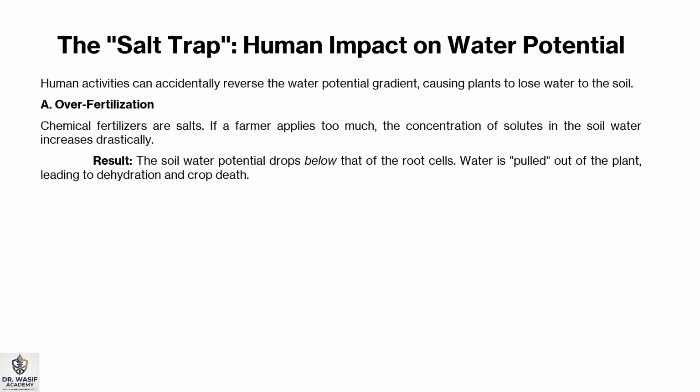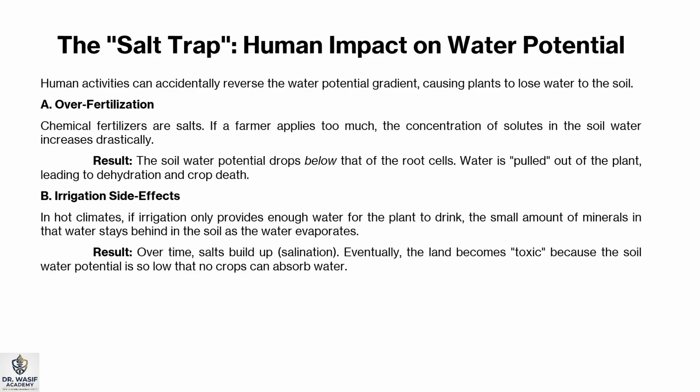First of all, let's look at over-fertilization. Many farmers think more is better. But chemical fertilizers are essentially salts. If you apply too much of this fertilizer, the concentration of solutes in the soil water shoots up. So what will be the result? The soil's water potential drops below that of the root cells. Instead of water flowing into the plant, it is pulled out of the roots and into the soil. This causes rapid dehydration and it can kill an entire crop overnight.